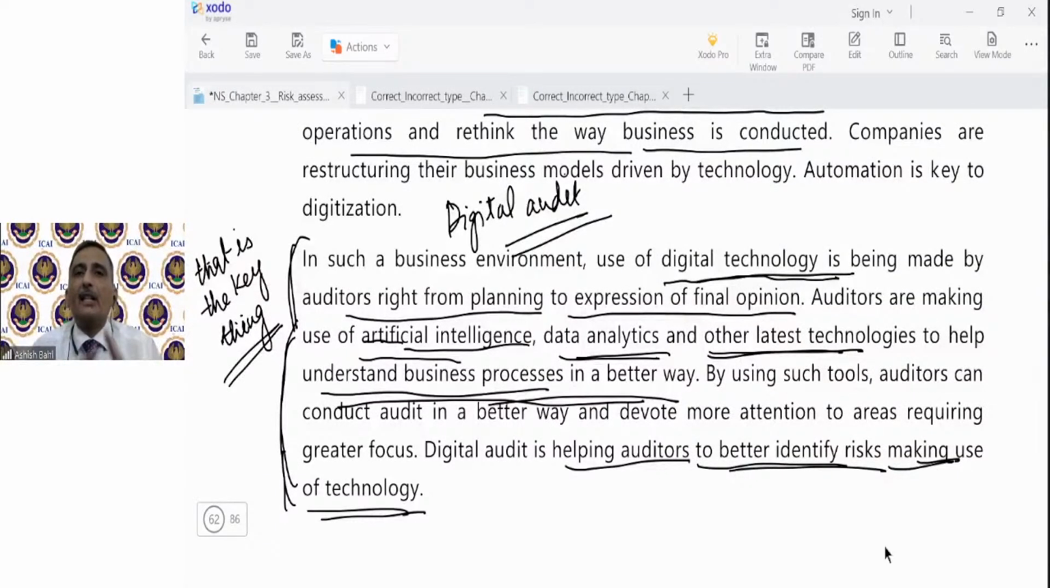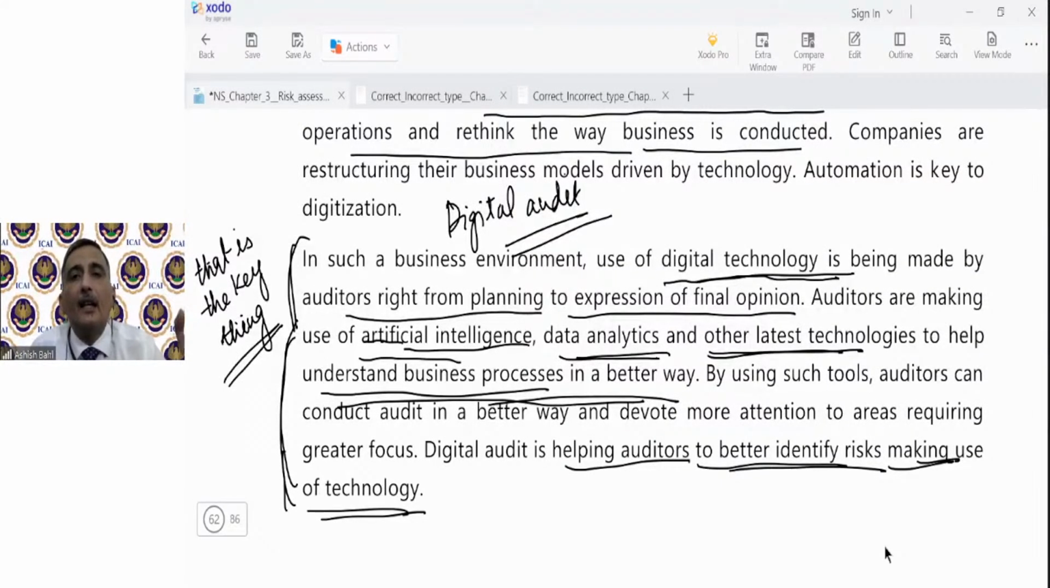You have to understand that digital audit is a wider, broad, all-encompassing concept as compared to data analytics for audit. Data analytics is just one part of digital audit, whereas digital audit is something bigger, where the auditor plans the audit making use of digital technology, digital information, making use of IT tools, right from planning till the end.